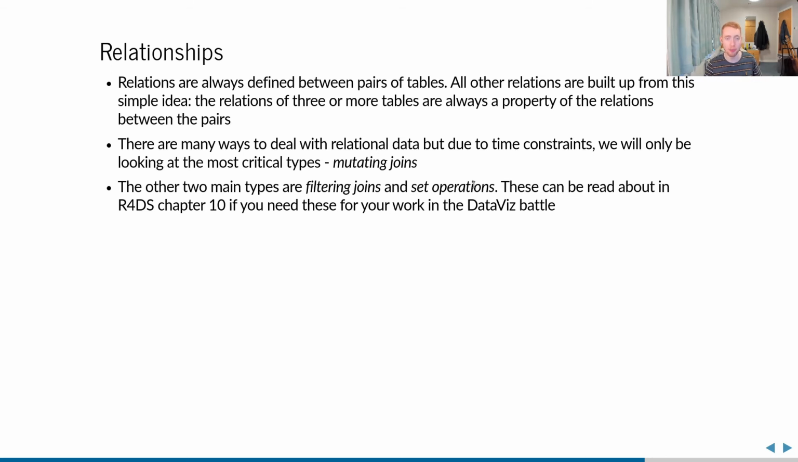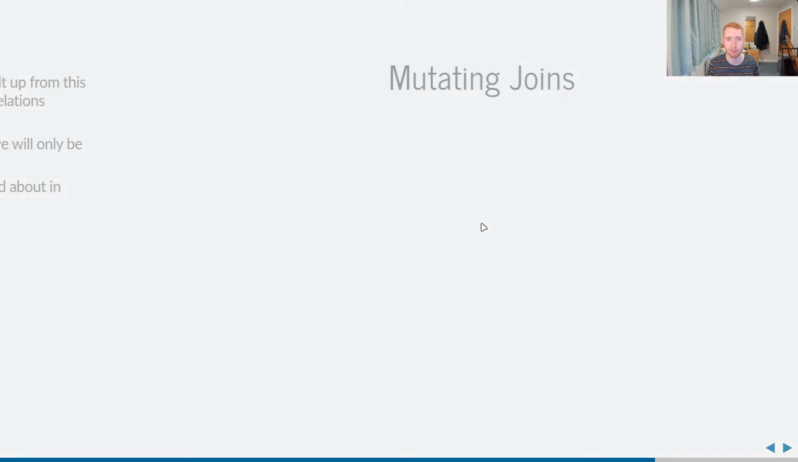There are 2 other types of joins or relational operations: filtering joins and set operations. If you want to learn more about these, chapter 10 of R for Data Science, available freely on the web and linked in the first session, you can have a look at that. These might be handy for when we have the data visualization competition at the end of this course, if you're doing one of the hybrid live versions.